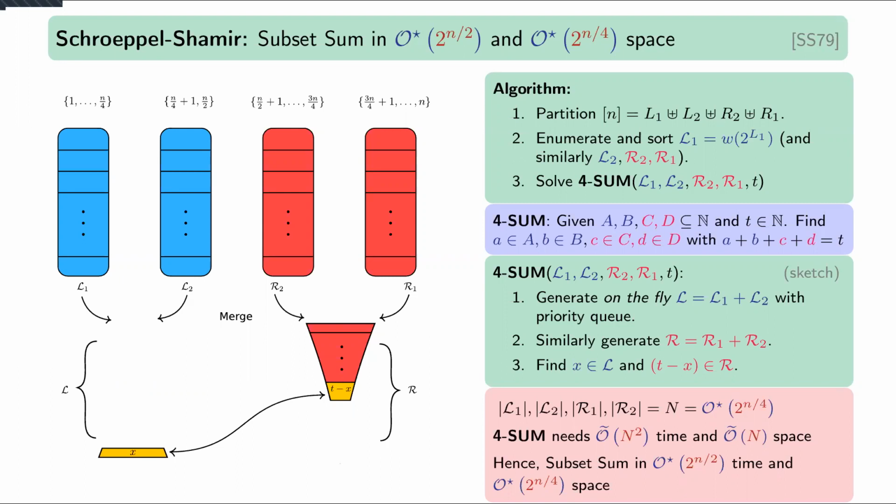And since this 4-sum algorithm works in quadratic time and linear space, you can solve subset sum in 2 to the n/2 time and 2 to the n/4 space. And that's basically the best algorithm so far. Any questions about that?